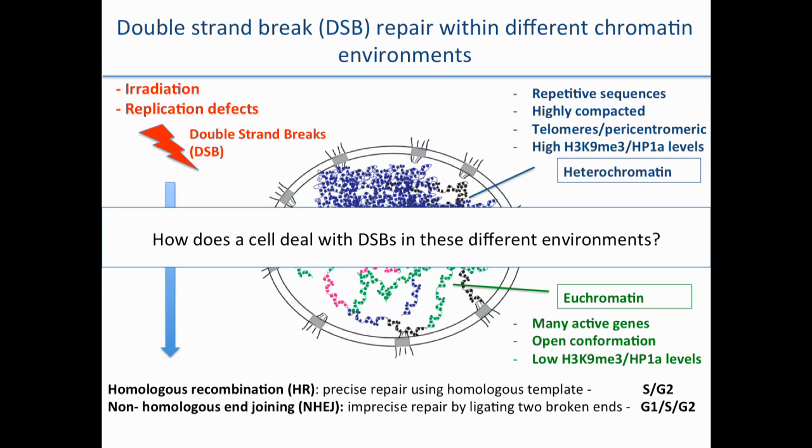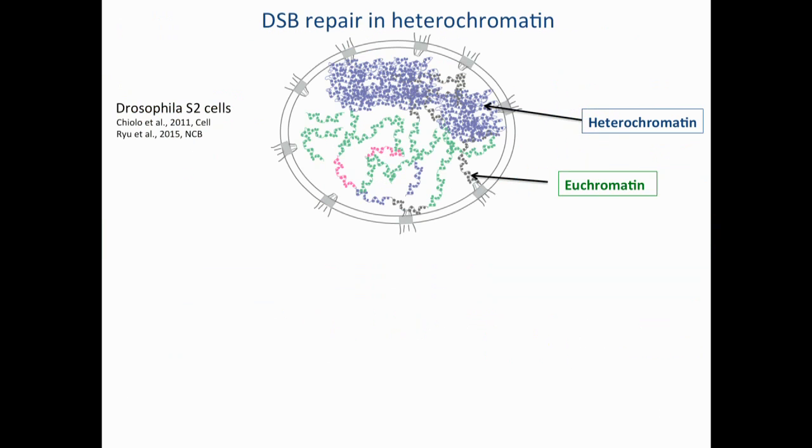So a main question in our lab is, how does a cell actually deal with double-stranded breaks within these different chromatin environments? A lot of what we know about double-strand break repair in heterochromatin comes from previous work from a previous postdoc in our lab, Irene Chiolo, who is now a PI at USC. She took Drosophila tissue culture cells, irradiated them with 5 gray, and could see DNA damage foci coming up everywhere, which resemble double-stranded breaks. Then the DNA damage foci within heterochromatin would move to the periphery of heterochromatin and get repaired there.